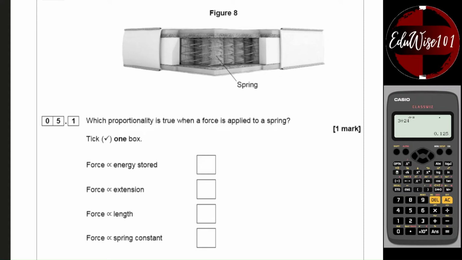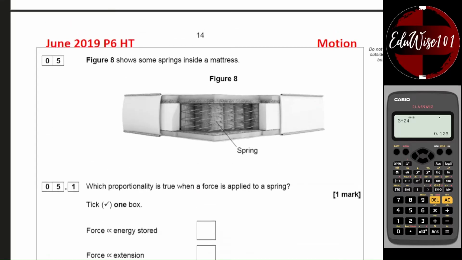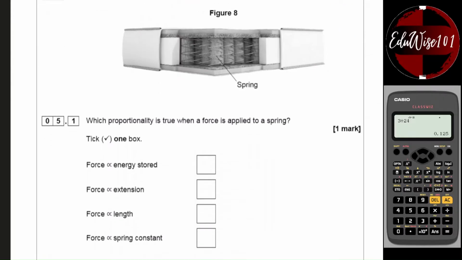Question number 5 from the AQA June 2019 paper, Combined Science Physics, higher tier. This question is on motion topic. 5.1. Which proportionality is true when a force is applied to a spring? So the answer would be force is directly proportional to the extension, which is going to be that. Next question.